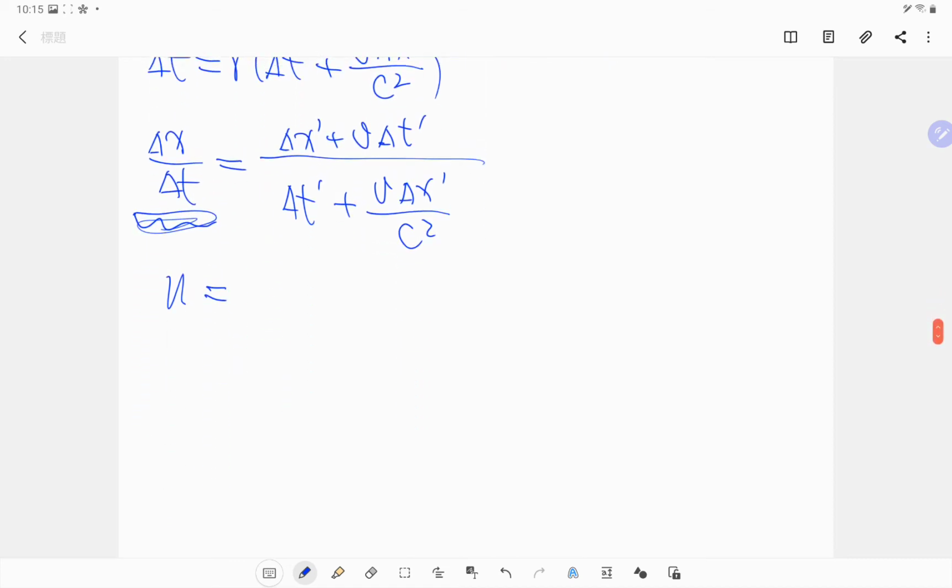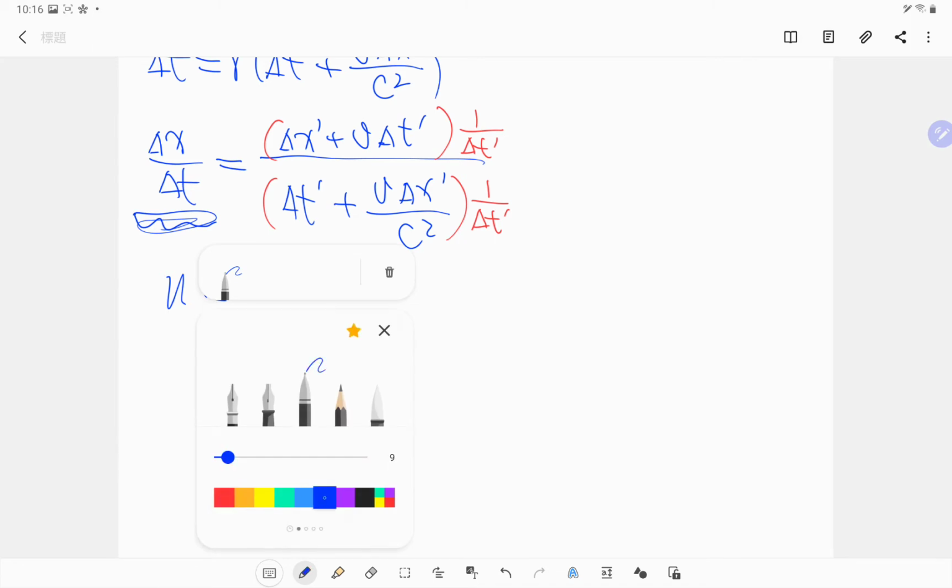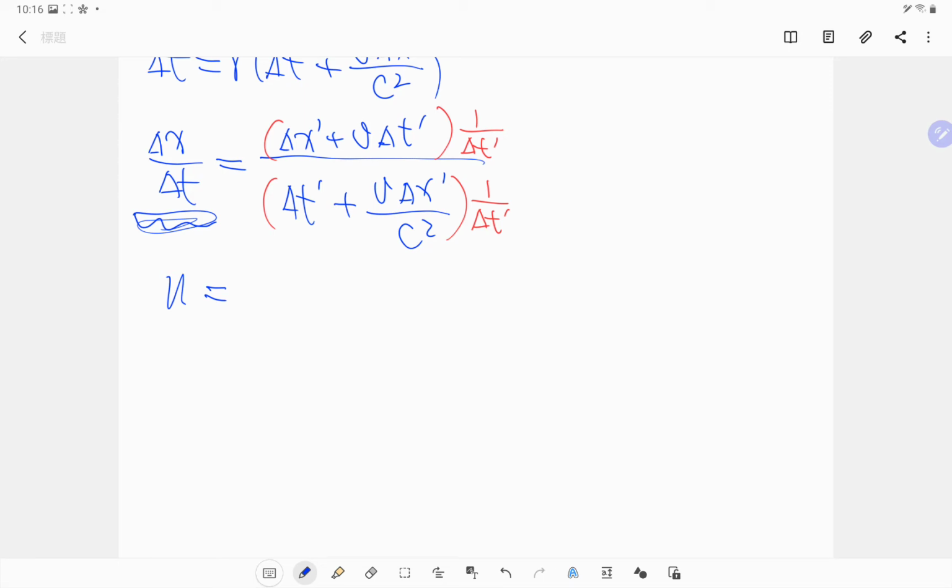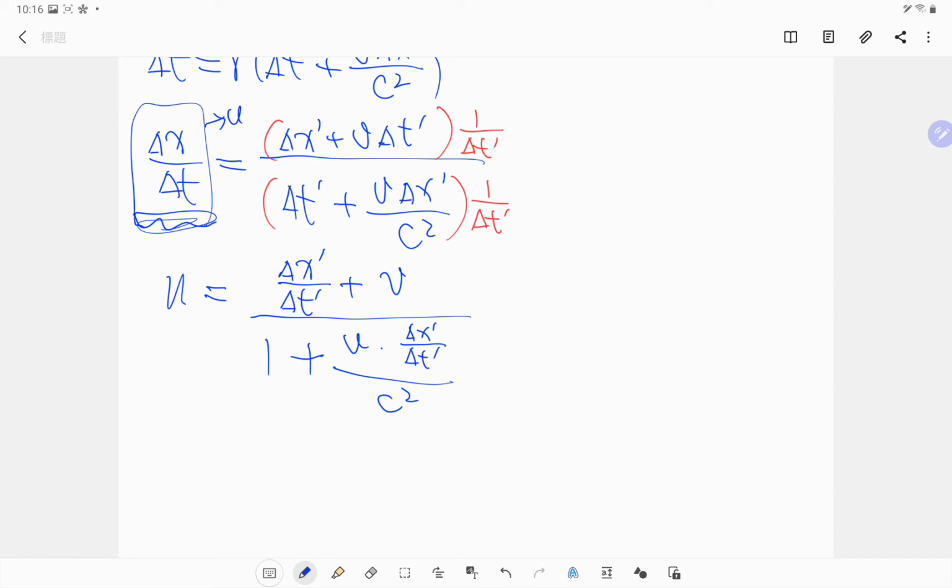For the right hand side, we can just divide it by delta t prime. The first term will be delta x prime over delta t prime, and the second term will be nothing but v, because v delta t prime and delta t prime can be cancelled. For the denominator, delta t prime divided by delta t prime is 1. The next one is plus v delta x prime over delta t prime, over c squared. This is u, and delta x prime over delta t prime should be u prime.